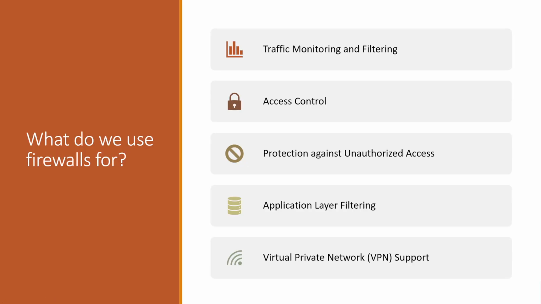Now, what do we use these firewalls for? Well, firewalls can monitor all traffic entering or leaving the network, examining the packet headers, and applying security rules to decide whether or not the traffic should be allowed or blocked. Firewalls will help enforce control policies by restricting who can access certain parts of the network, and administrators can define these rules to allow or deny them based on user identity, device type, or even their IP address.